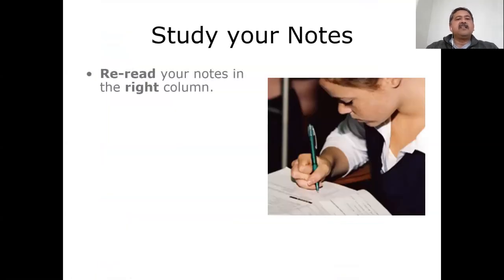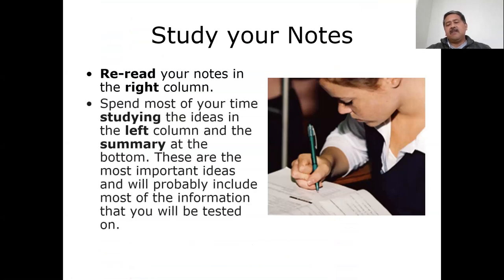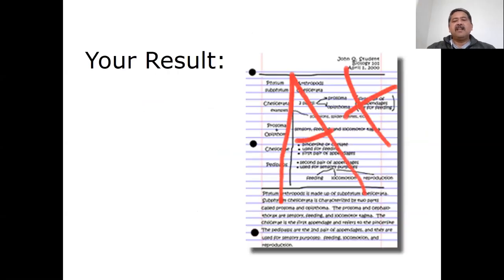And when you study, reread your notes in the right column, but really you should spend most of your time studying stuff in the left column, the Cornell column, and reading your summary. Hopefully those are key points that'll point you towards the knowledge that is more specific and more detailed in the main column and the right column. And you study this way, there's your grade.